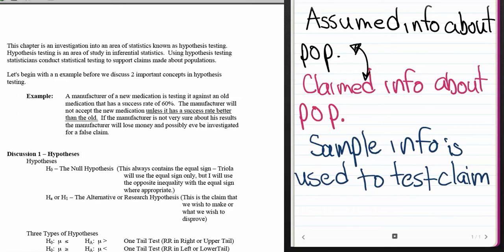Now the thing is that with this assumed and the claimed, there is a link between these two. Even though they're not the same thing, we're going to hold it up and say, okay, if it's not one then it's the other, so that we have this complement idea between the two of them. So the way that I want to introduce hypothesis testing is by actually looking at an example.